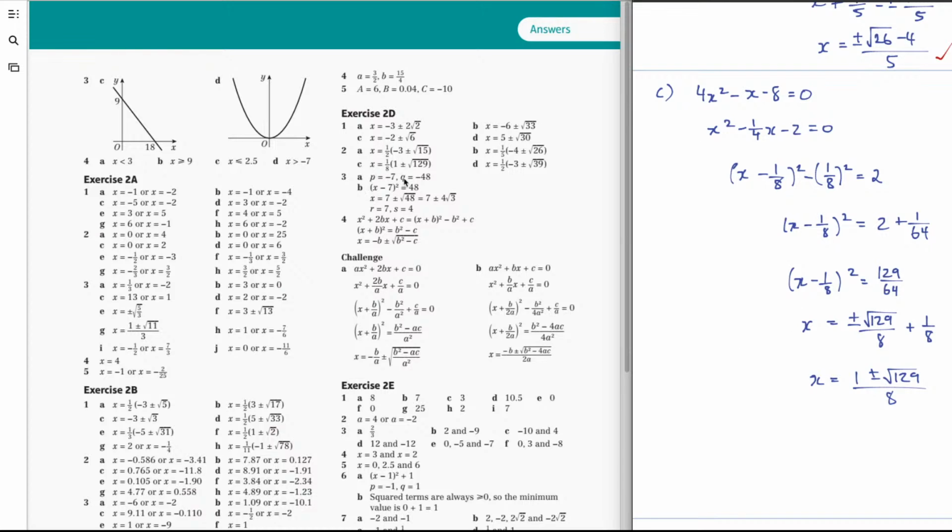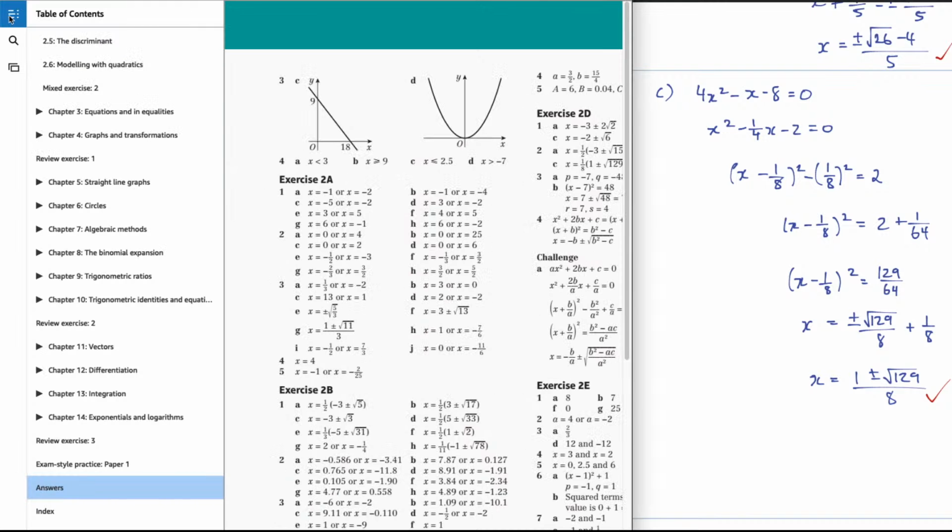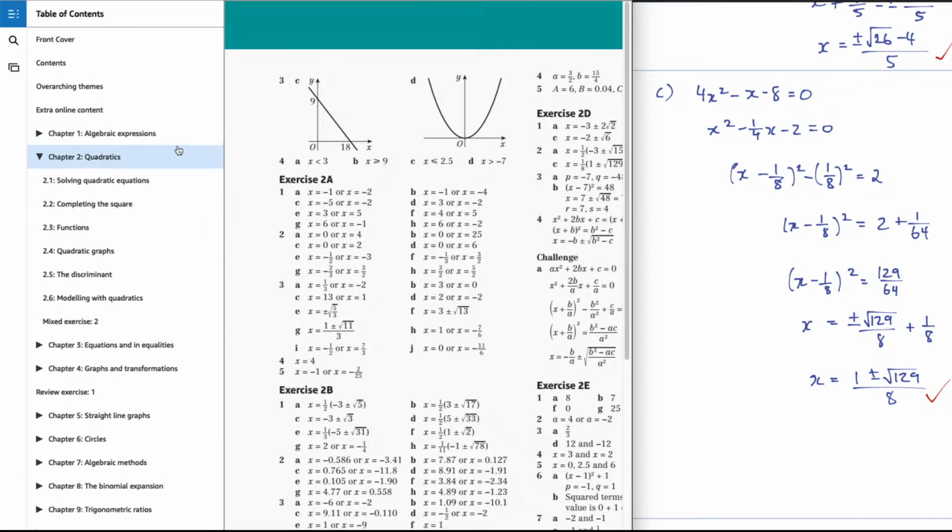And C is 1/8 multiplied by 1 plus or minus root 129. Okay, there we go. I just wanted to check that because it's easy to make mistakes with these longer questions.